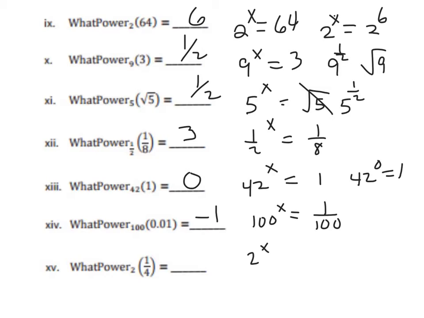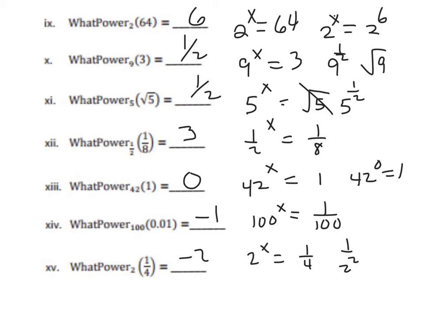2 to what power equals 1/4? Well, there's the reciprocal again, right? The 2 is going to go in the bottom, so this is really 1 over 2 squared. So guess what your answer is? -2. If I do 2 to the -2, I got to put the 2 in the bottom, and then I got to square it. All right?